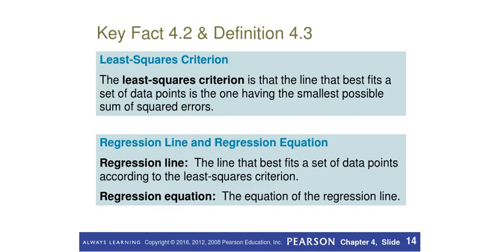All right. So we're going to use something called a least squares criterion. Basically, this says that the line that fits best in our data points is the one that has the smallest possible sum of squared errors. Sum of squared errors. Have we seen something about that? Well, you betcha. Last week we talked about a sum of squares when we were taking our standard deviation.